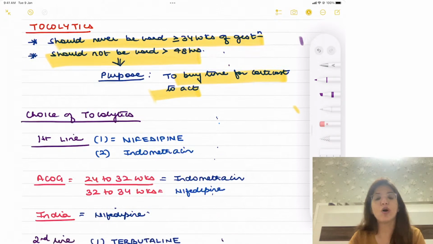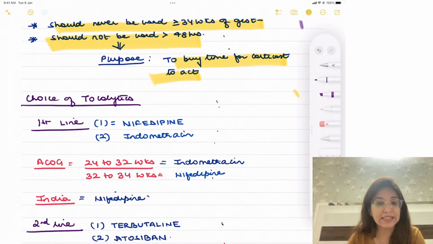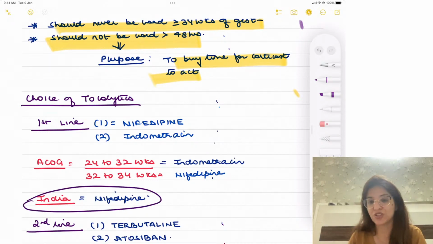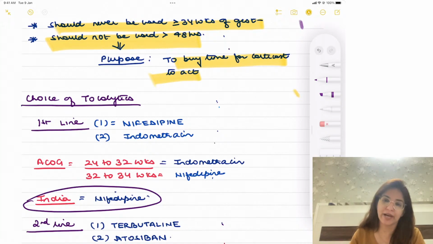Right? Now, choice of tocolytics. The first line tocolytics which are used are number one, nifedipine, which is a calcium channel blocker, and indomethacin, which is a COX inhibitor. Now, in India, the first line always, or the drug of choice as a tocolytic, is nifedipine. But this is not the case abroad where they follow ACOG guidelines.